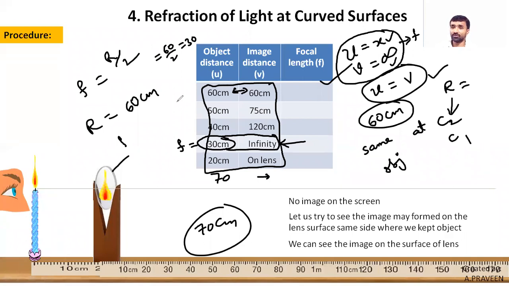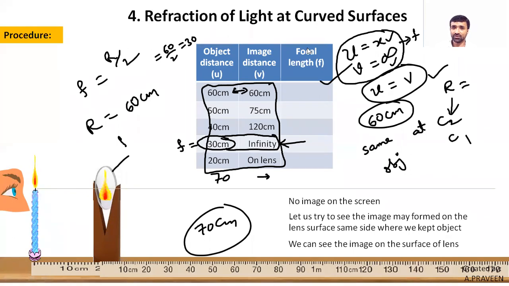If you place the object at infinity distance, the image is at focus. If you place the object at focus, the image will be at infinity in case of a double convex lens. A concave lens always has fixed characteristics: virtual, diminished, erect, between P and F. Right? So using that logic, after this we have a derivation.